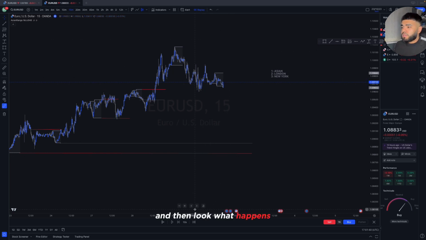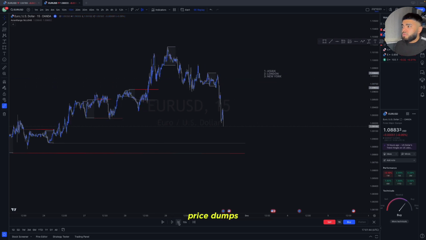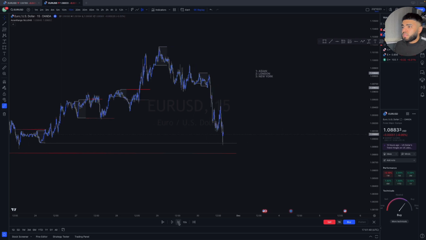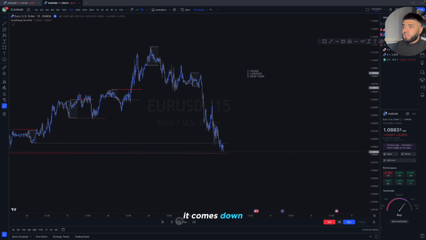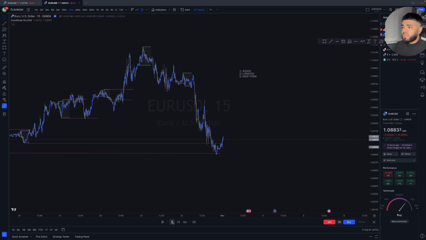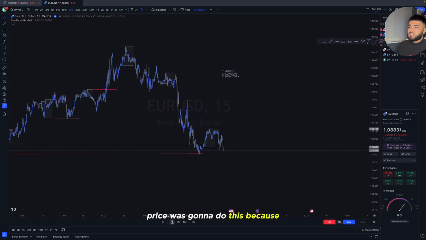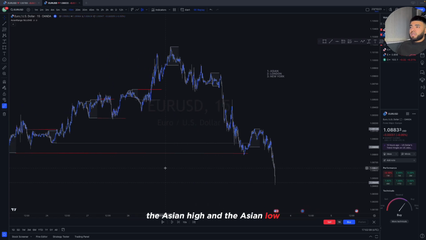And then look what happens. If I play the market, price dumps, takes the first Asian low that we were waiting for price to take, and then what does it do? It comes down and takes the second Asian low as well. And we knew this before price was going to do this, because we know as traders, price is always going to take the Asian high and the Asian low.